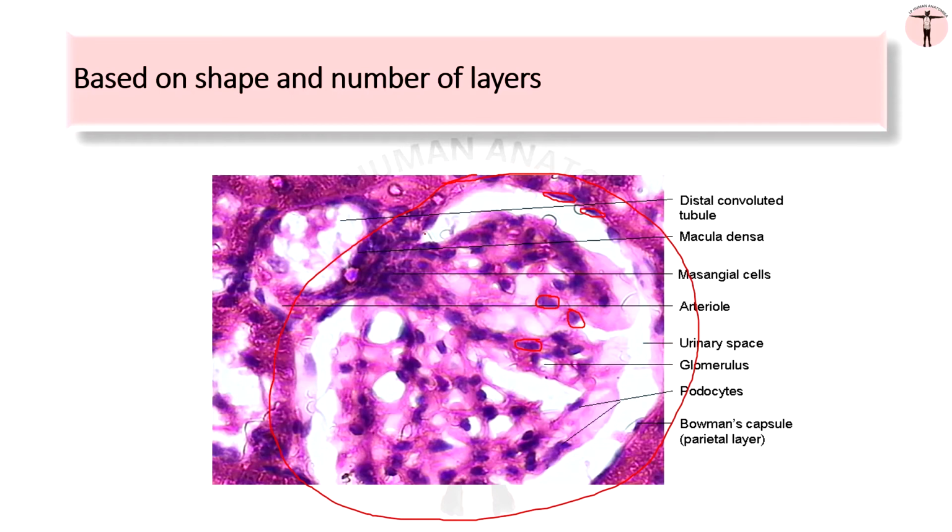Okay, when we see the outer layer of the Bowman's capsule, so we all know Bowman's capsule has two layers, inner layer and the outer layer. The outer layer, you can observe there are flattened nuclei. Okay, so these represent the squamous cells or the flat cells.